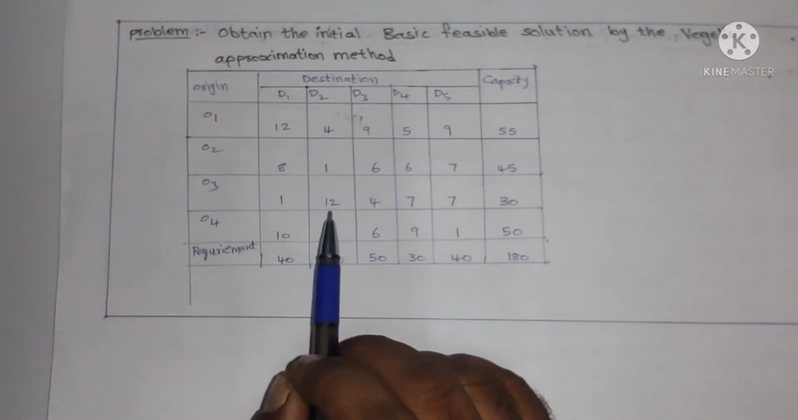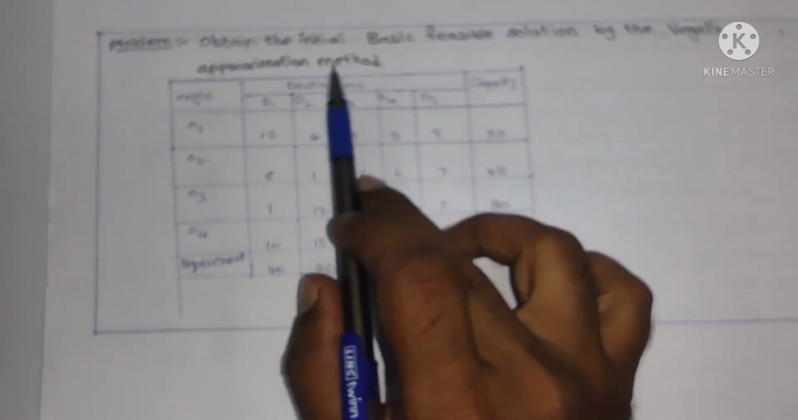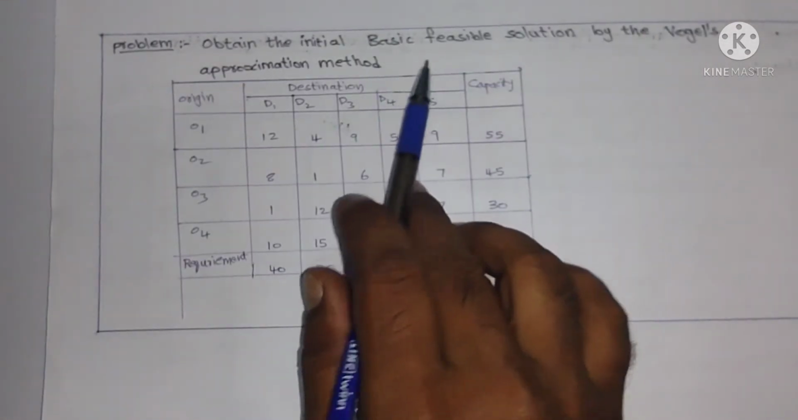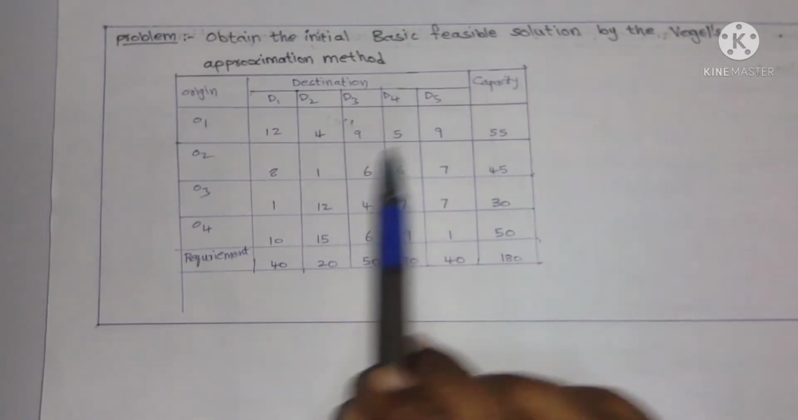Okay, now see this problem. Obtain the initial basic feasible solution by Vogel's approximation method. Okay, we can solve this problem by using Vogel's approximation method for the given table.